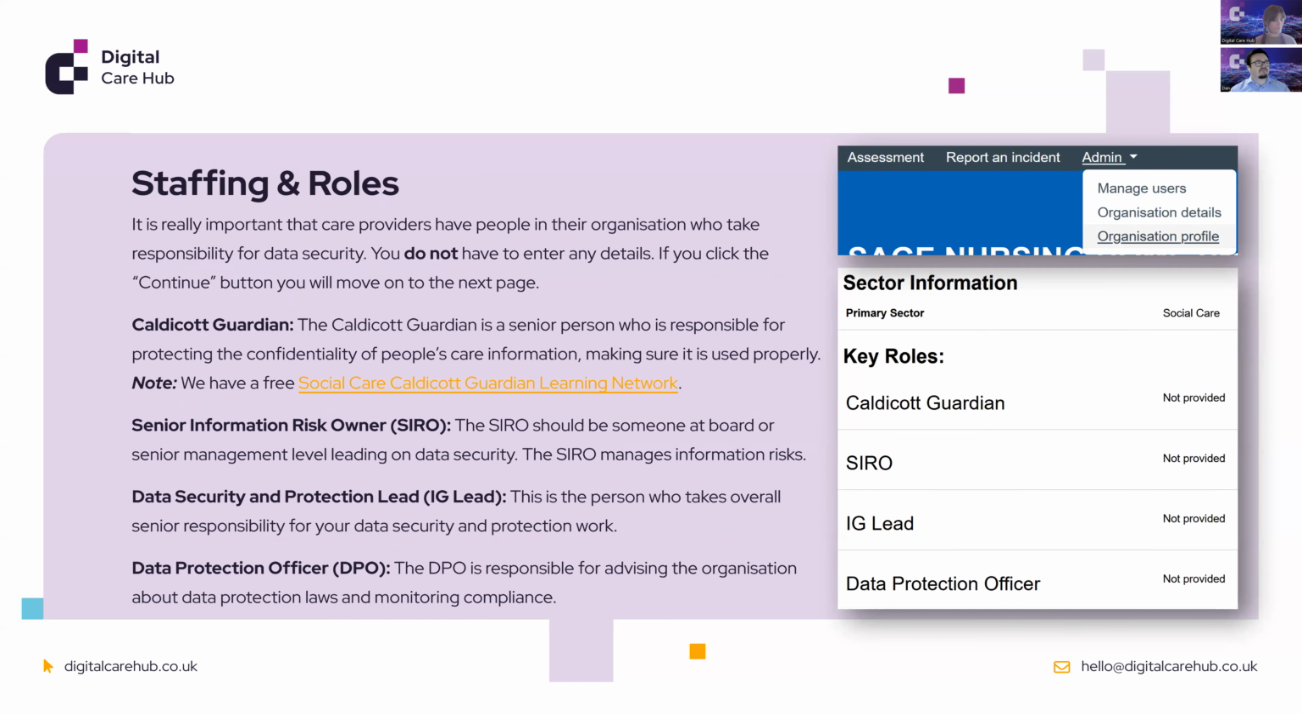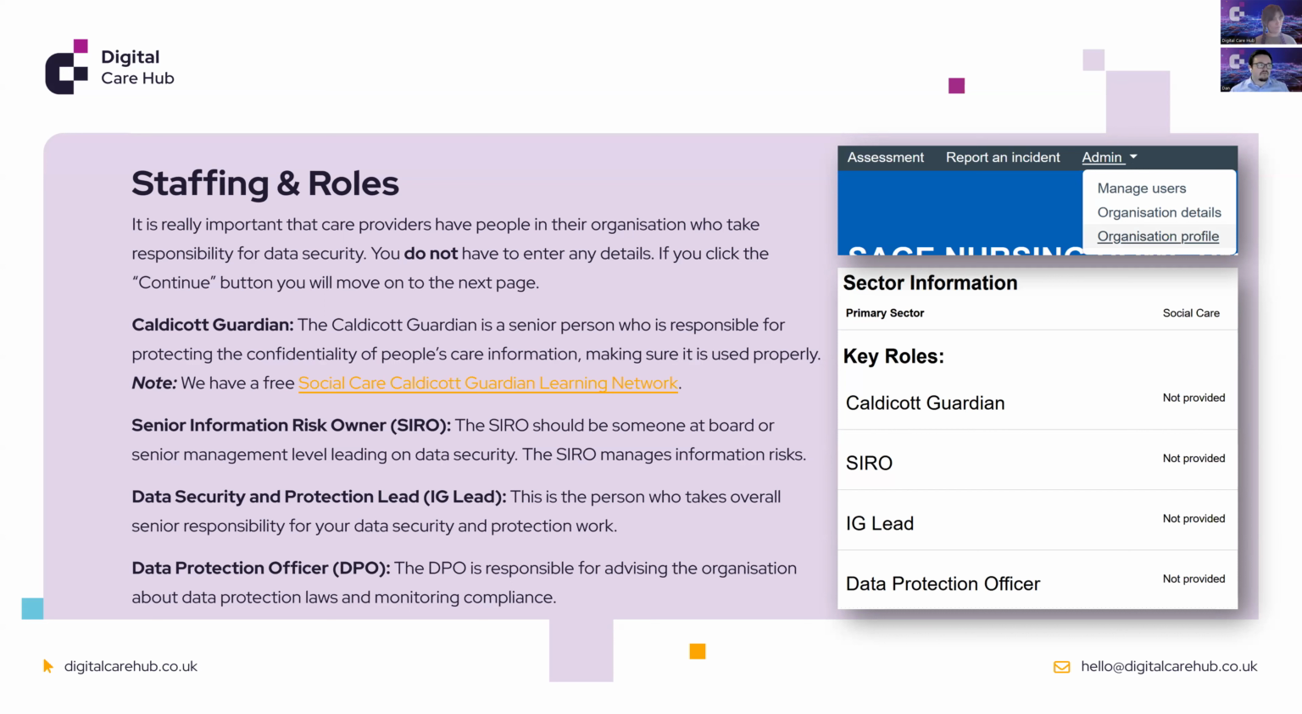So to look at staffing and roles, again, there's going to be a lot of text on these slides, and some of that is for you, of course, to go away and have a little look at. But as you open up your Data Security Protection Toolkit, if it's the first time signing up, it will ask you these as a question. If you've already got an account, if you go to the top where it says admin, there's a little drop-down menu. You can hit organization profile, and it will ask you for what they call the key roles. So that's your Caldecott Guardian, your senior information risk owner, your information governance lead, or what we now call your data security and protection lead, and your data protection officer.